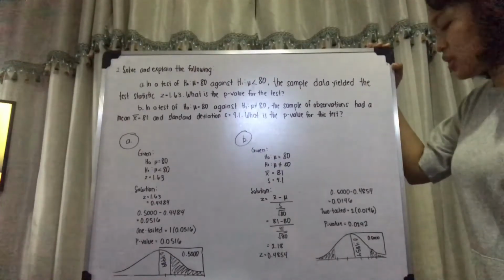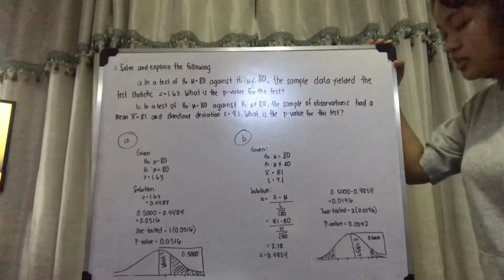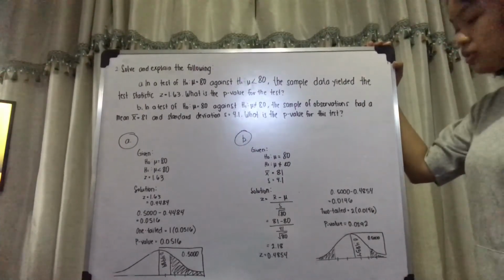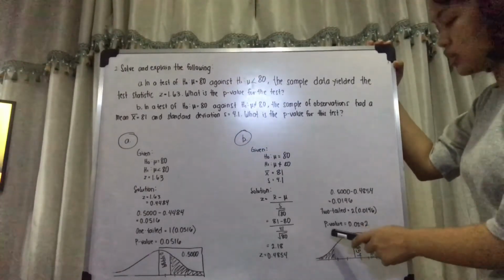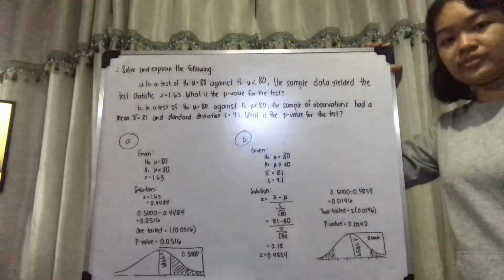which we will then subtract from 0.5000, which is then equal to 0.0146. And since this is considered to be two-tailed, we will multiply 0.0146 by 2, which then equals our p-value, which is 0.0292. That is all for item number 2.